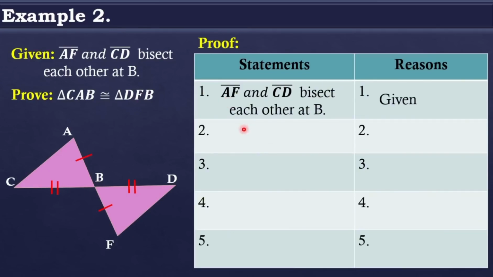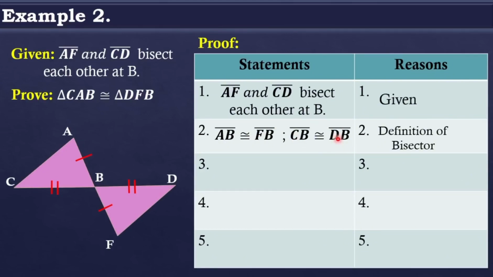Okay, so we can now have our statement number 2, that segment AB is congruent to segment FB, and segment CB is congruent to segment DB. Why? This is a definition of bisector. So, kanina nga binanggit ko ano ba ibig sabihin ng bisector. Hinahati niya po ang segments or angles into 2 congruent parts. Okay, so dinefine ko yon, ibig sabihin, definition of bisector po ang reason natin dyan.